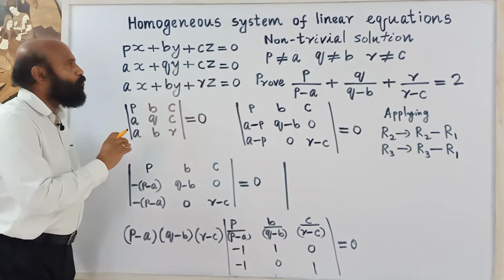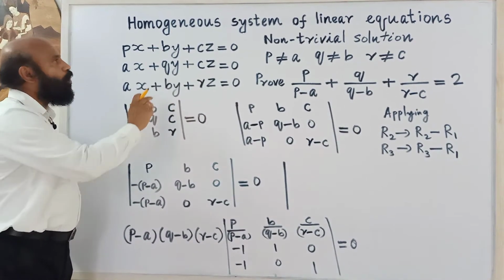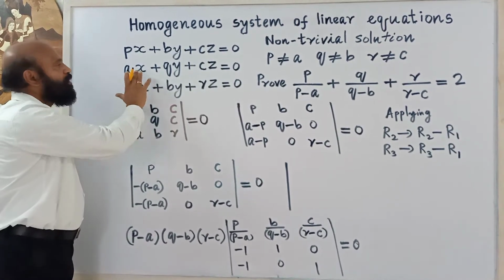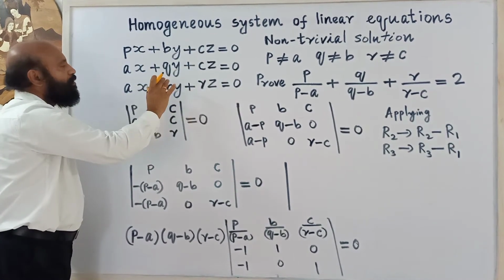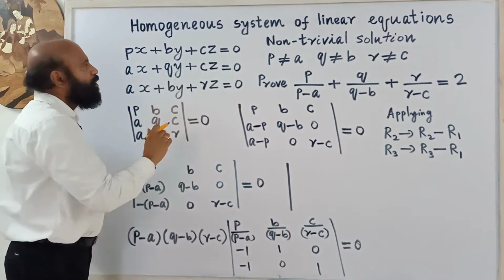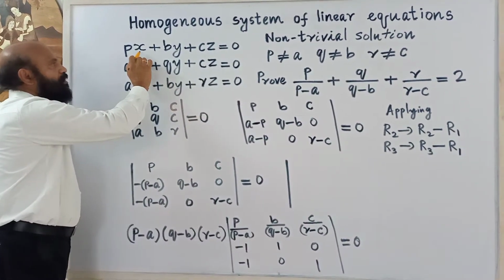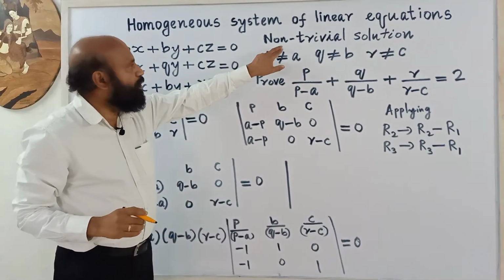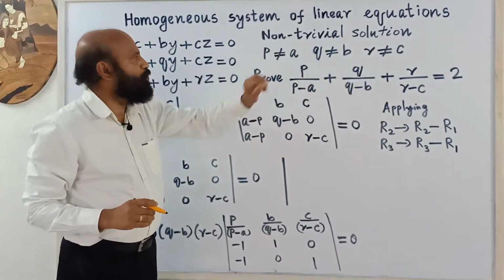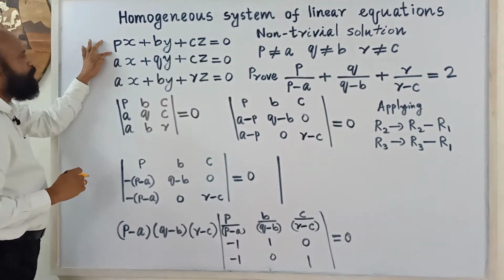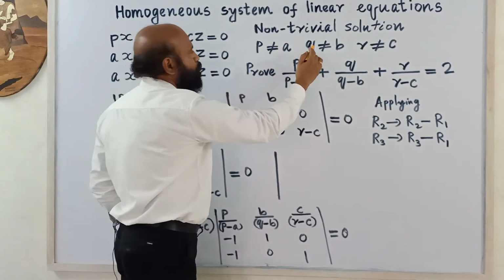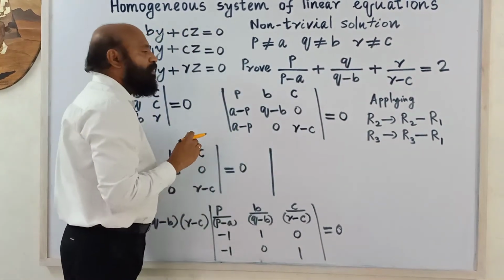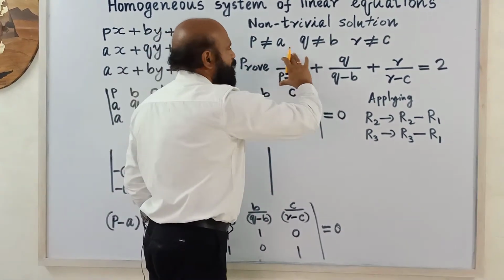Let us see one more example of homogeneous system of linear equations. Here there is a system of linear equations in three variables x, y, z. It has got a non-trivial solution and P is not equal to A, Q is not equal to B, R is not equal to C. We have to prove this relation.